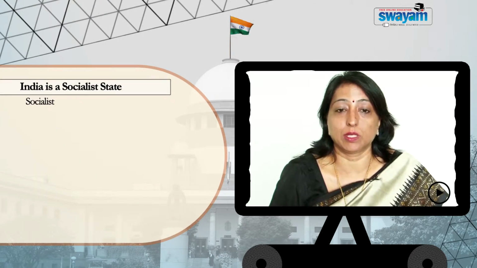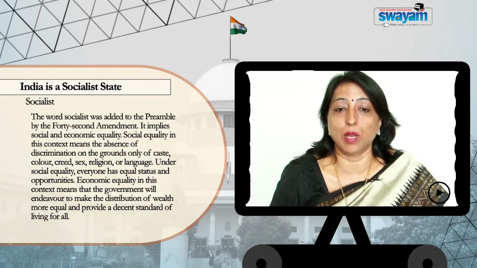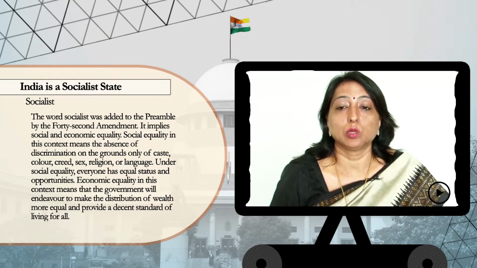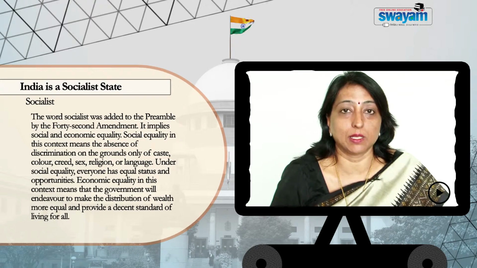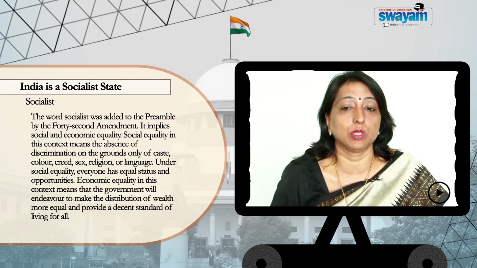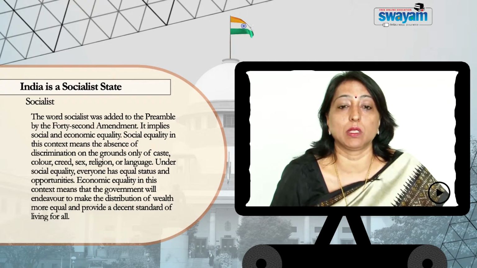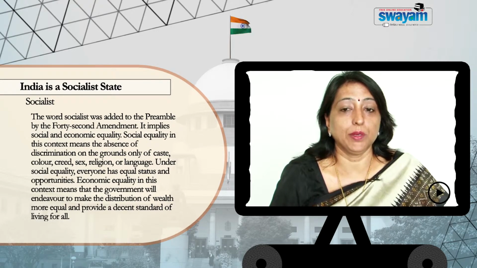The word socialist was added to the preamble by the 42nd Amendment. It implies social and economic equality. Social equality in this context would mean the absence of discrimination on the grounds of caste, color, creed, sex, religion or language. It is an important feature of the preamble. Under social equality, everyone has equal status and opportunity.